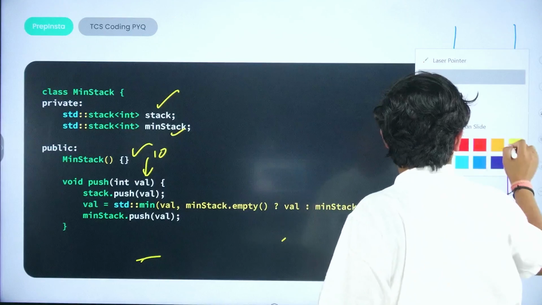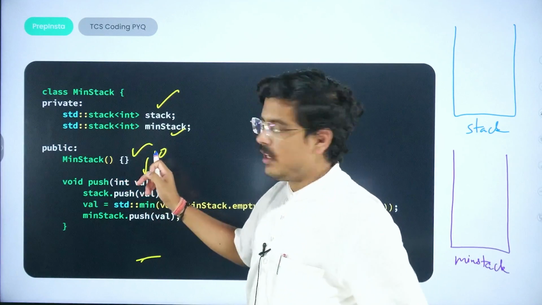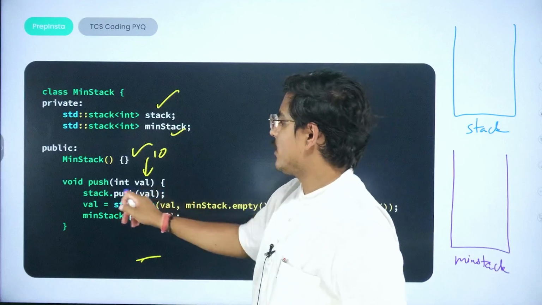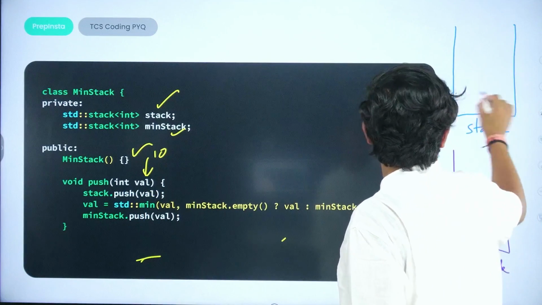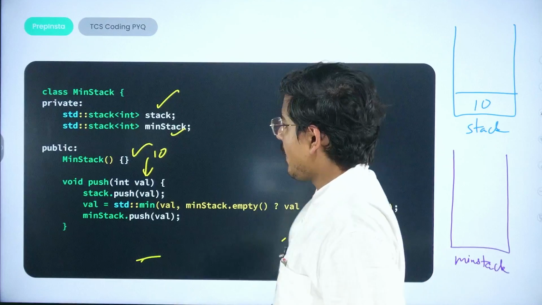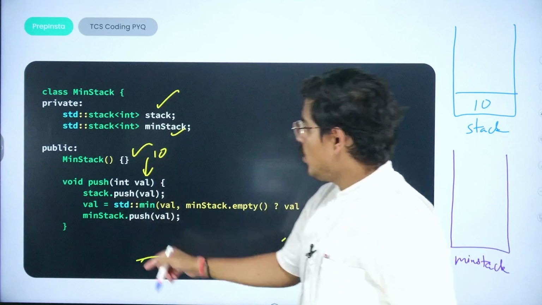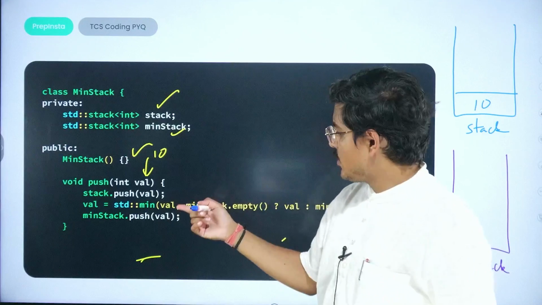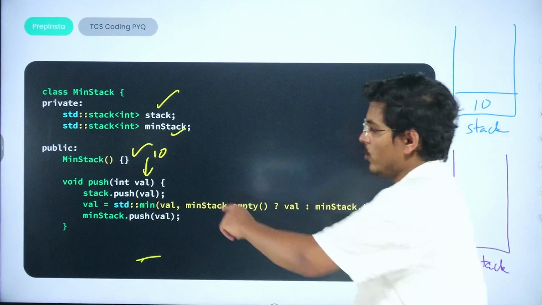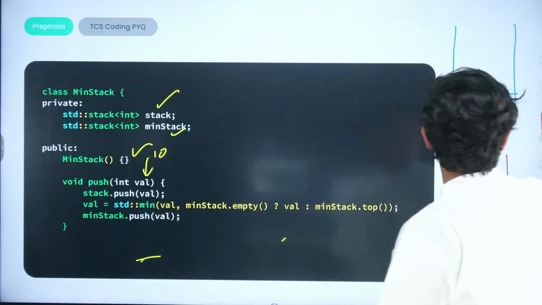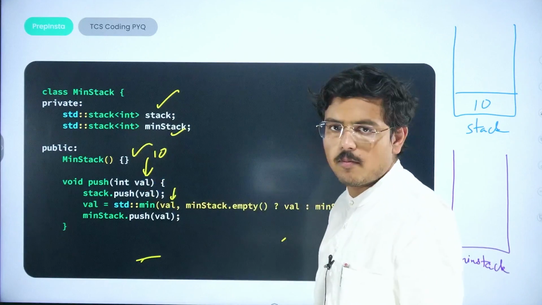Now for pushing, if I use push 10, fine, so what would happen? Stack dot push value. So basically in this stack the value would be pushed, right? Then what we are checking is the minimum out of the two. So what I do is I use this val, which is this 10. This 10 is basically value, the same integer.